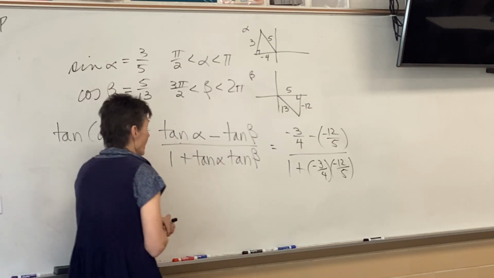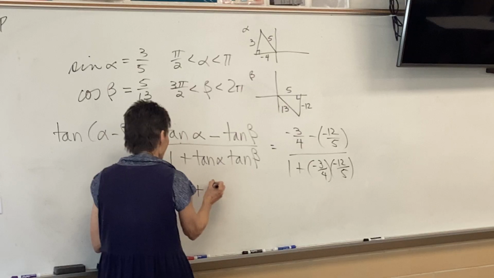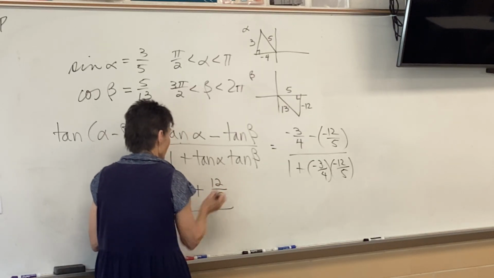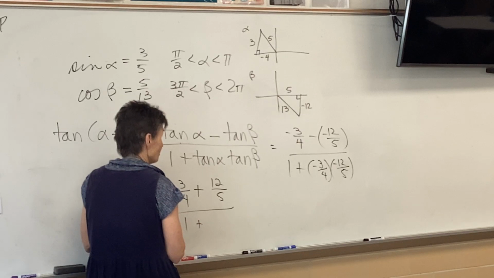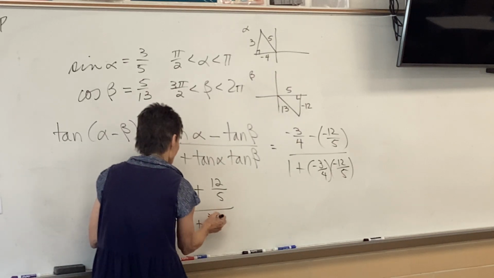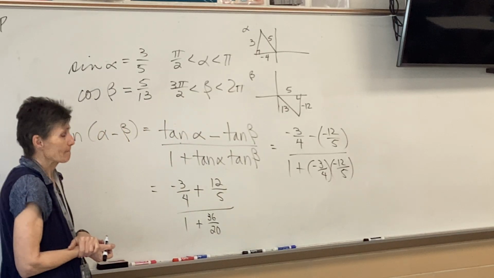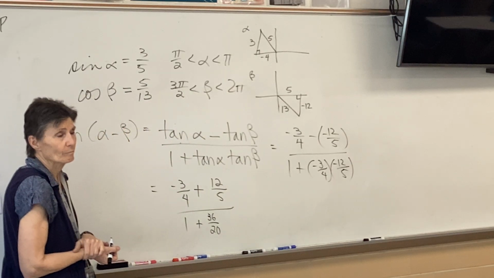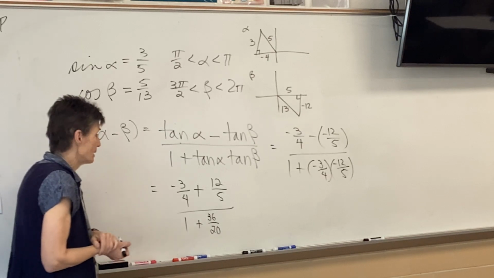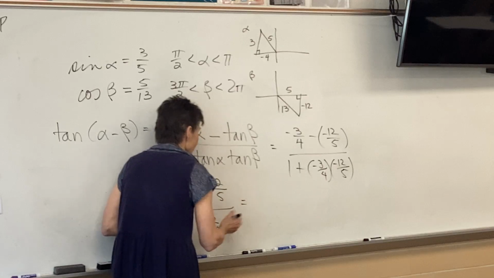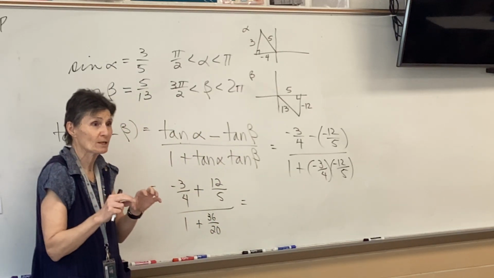Alright, so what have we got? On top we have -3/4 plus 12/5, double negative there. And on the bottom we have 1 plus 36/20. Okay, now, we've run into this situation before where we have a big fraction that's made up of smaller fractions.